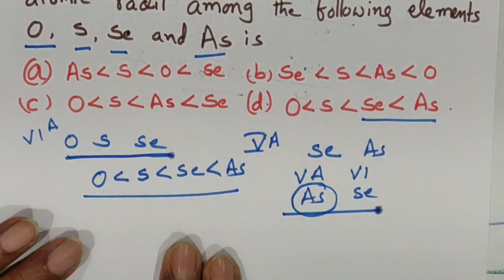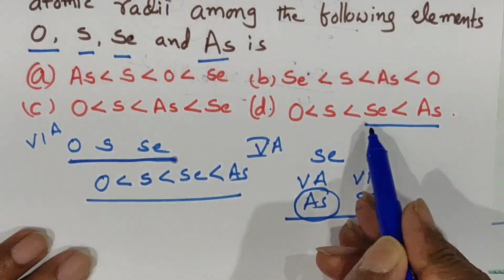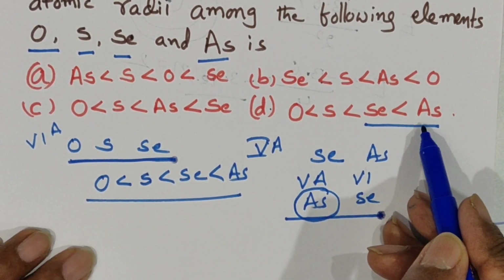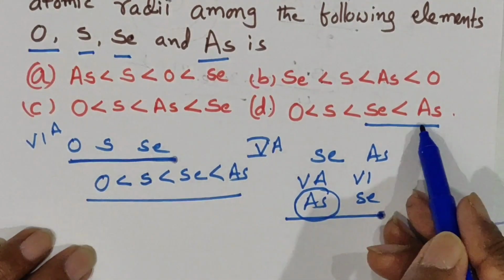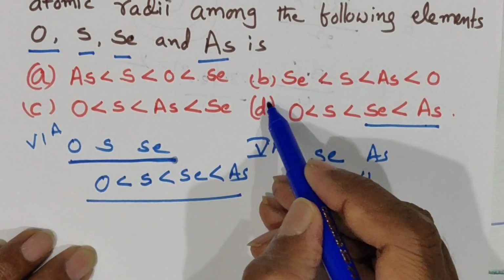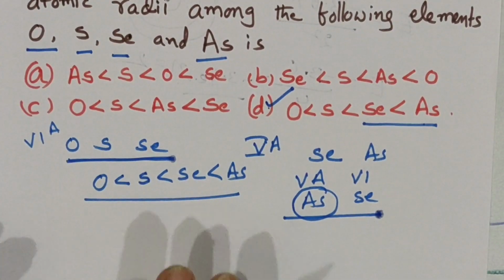Now this is the correct order. Now in this, the correct option is oxygen less than sulfur less than selenium, because they belong to the same group. Arsenic is 5th group. That's why it is bigger than selenium. This is the correct option. Like that we have to analyze.